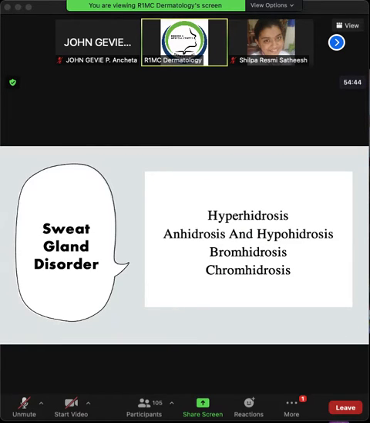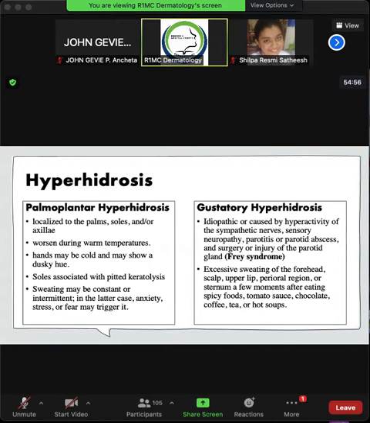So we move on to your sweat gland disorders. So we have your hyperhidrosis, anhidrosis and hypohidrosis, bromhidrosis, and chromhidrosis. So hyperhidrosis is your excessive sweating. So this may be localized to one or several areas, or they can be more generalized. So those with hyperhidrosis localized to the palms, soles, and axilla, your palmoplantar hyperhidrosis.